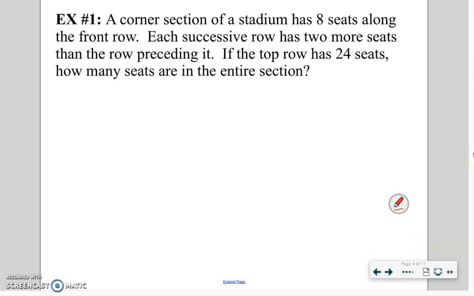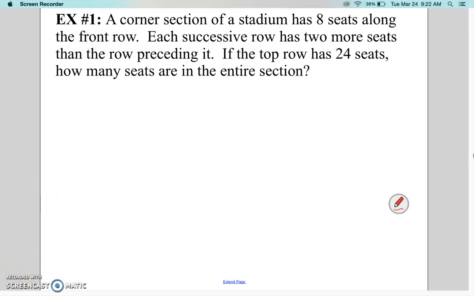So it says a corner section of a stadium has 8 seats along the front row. Each successive row has 2 more seats than the row preceding it. If the top row has 24 seats, how many seats are in the entire section? So for you visual people out there, basically this is like in a theater or stadium, and there are 8 seats in the front and then 10 seats behind it and then 12 seats behind it and so forth, okay?